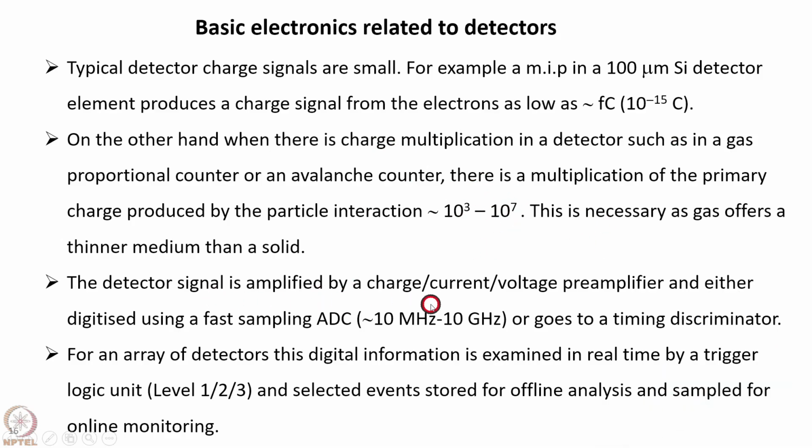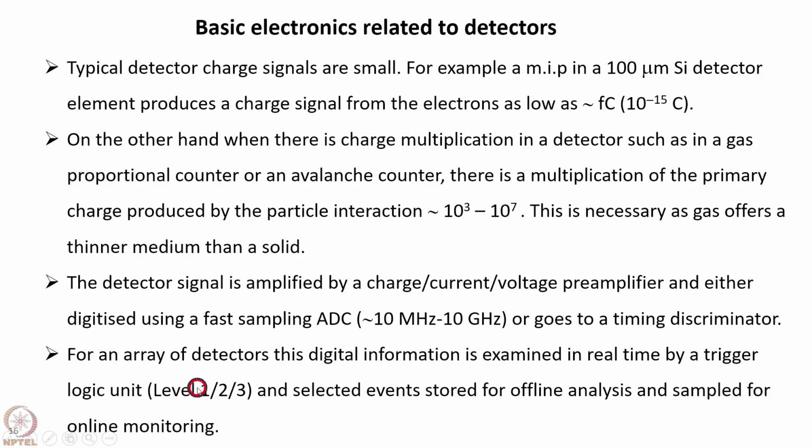The detector signal is amplified using either charge sensitive or current sensitive or voltage sensitive preamplifiers, depending on the kind of signal that you have and the processing that you want to do. Then the most modern method now is to use fast sampling ADCs, from 10 megahertz sampling frequencies to 10 gigahertz, or it can go to a timing discriminator if you do not care about the information in this signal. You just want timing information or a trigger condition, and then this digital information is examined in real time by a trigger logic unit.